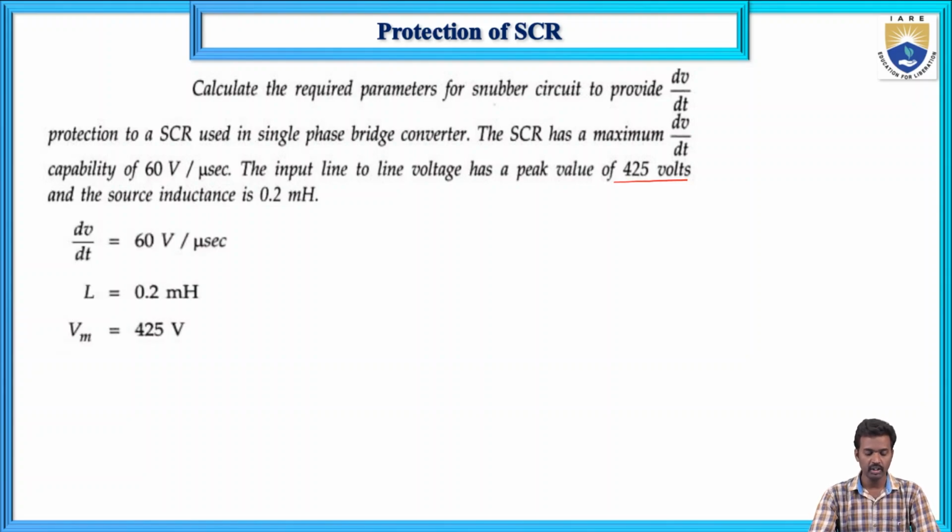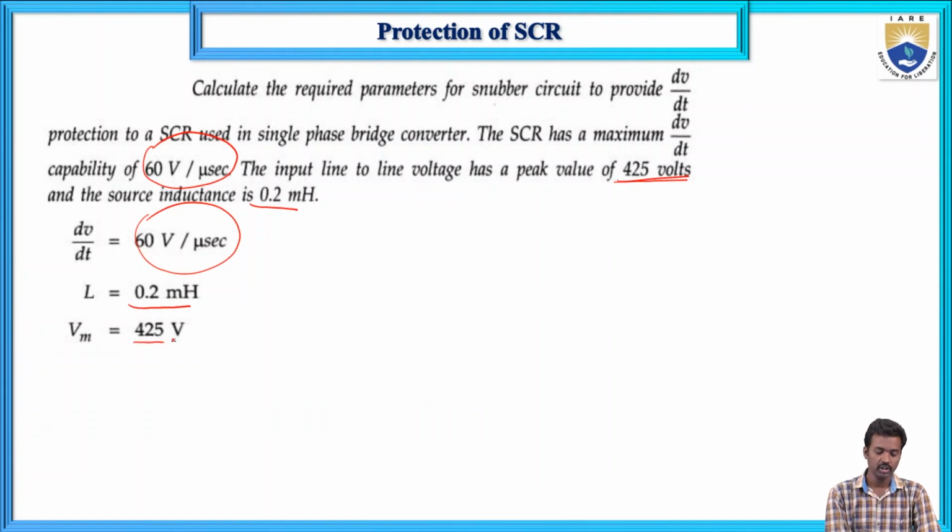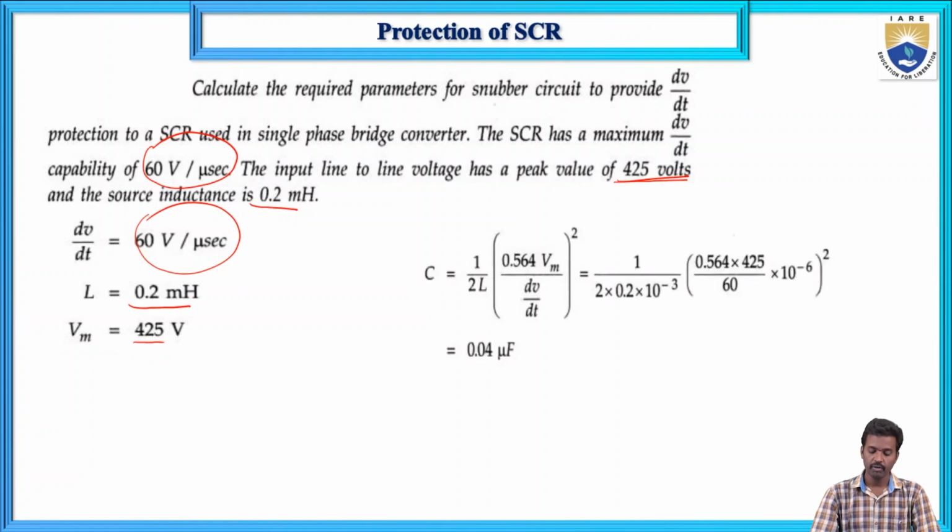So now the solution for this one. First, dV/dt is 60 volts per microsecond. And another parameter given is 0.2 millihenries, and the maximum voltage is 425 volts. So now here is the formula for the capacitor in the snubber circuit, with R and C. Here this is the thyristor, and the snubber circuit is R and C.